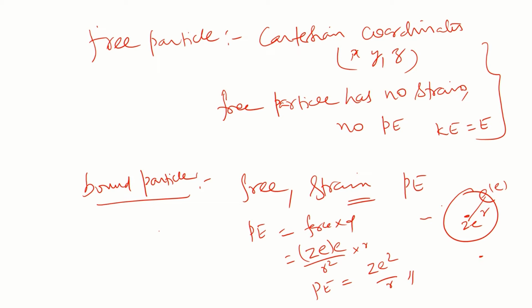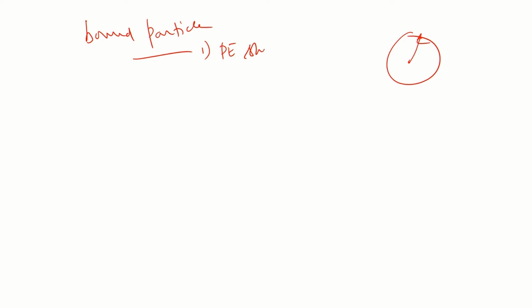For a free particle, this potential energy will not appear. If it is a bound particle, then only we have this type of potential energy. This has to be considered while discussing a bound particle. This has to be taken in the equation. So, we are going with the bound particle conditions. So, for a bound particle, the case of an electron revolving in an atom, the first correction is that potential energy should be included, should be considered. This is the first thing we have to keep in our mind.